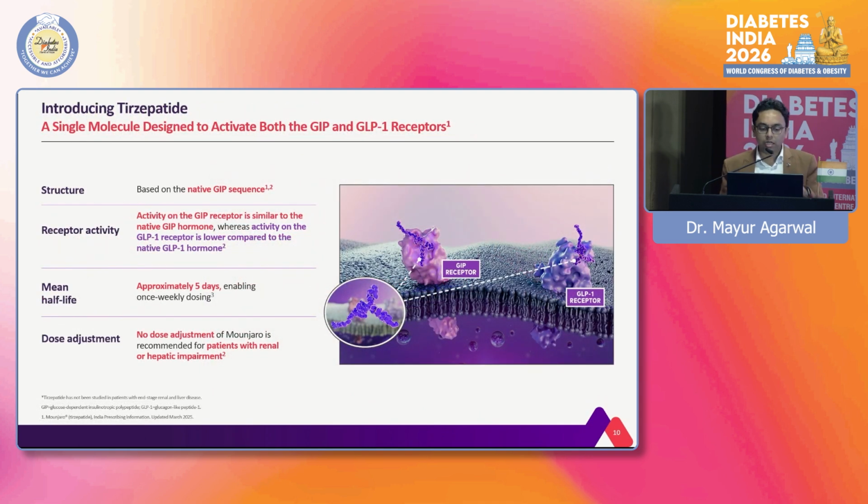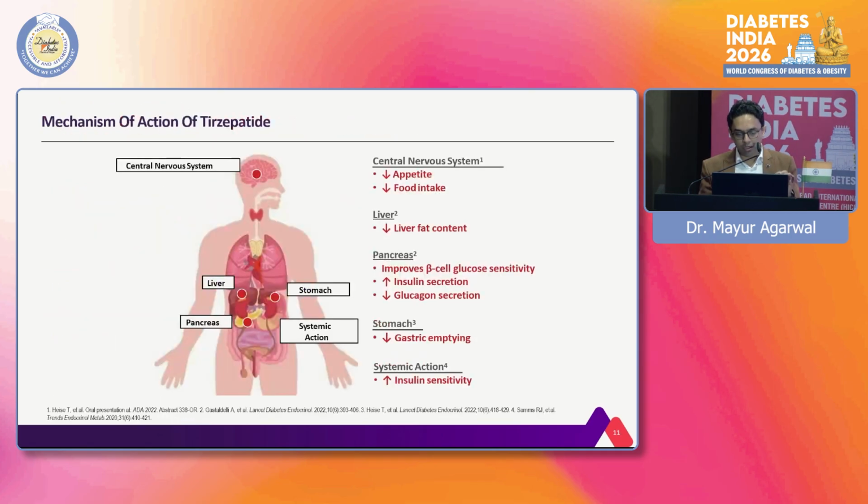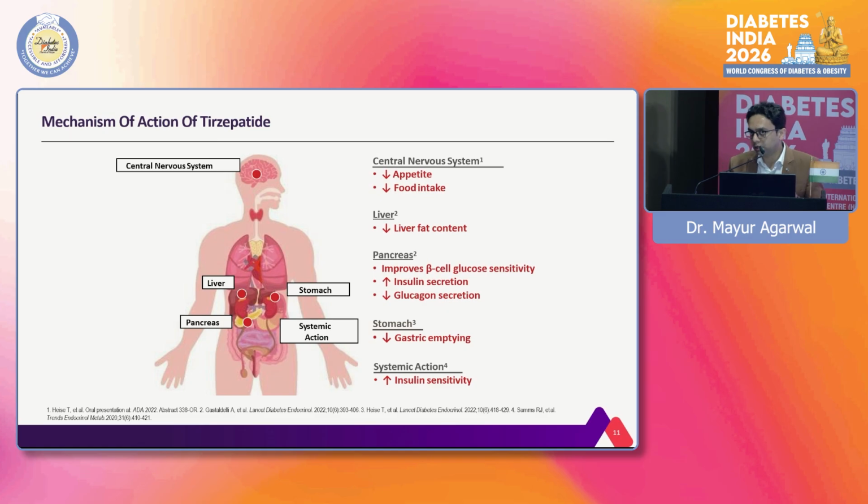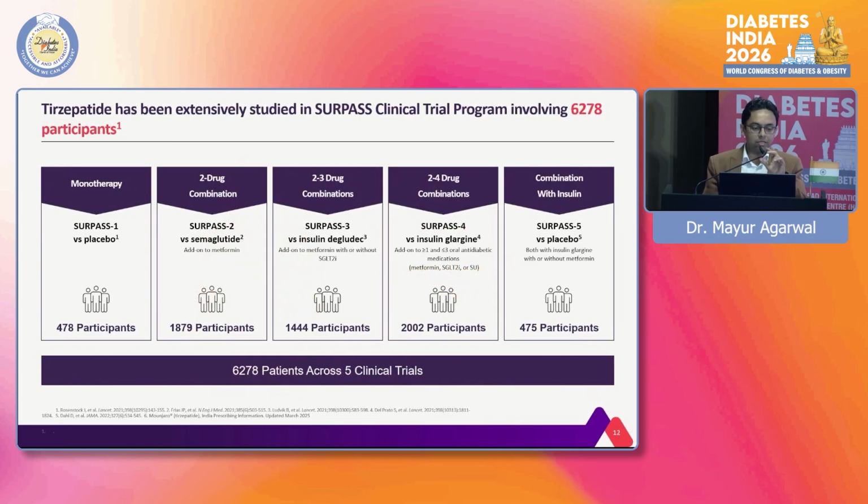Now this slide again has been taken already. The half-life is 5 days. That is why you can give a weekly injection, and it is more of GIP. Again, it acts on the liver, pancreas, stomach, and it decreases the appetite, hunger and intake, it decreases the fat in various organs, it increases the insulin, and it decreases the glucagon also in the fed state.